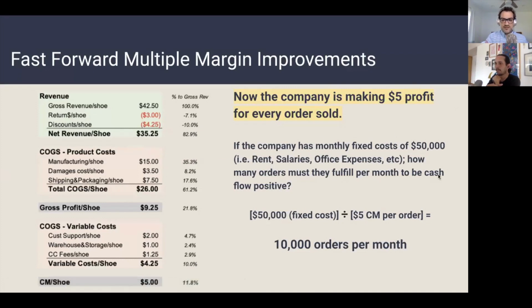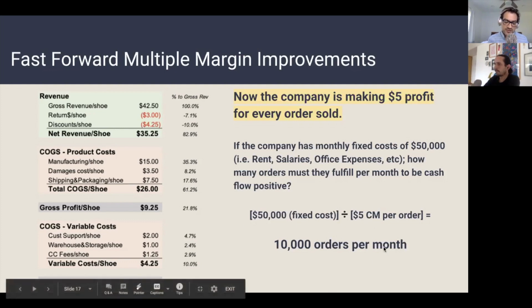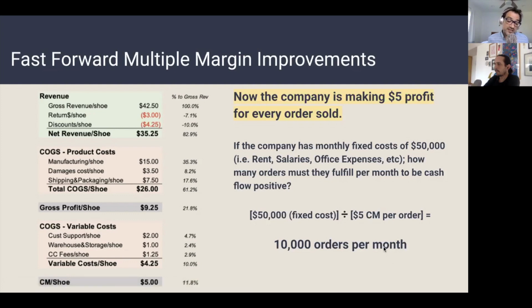If the company has a fixed cost of $50,000 a month, let's say, whether it's rent, salaries, office expenses, how many orders do they need to fulfill to be cash flow positive, right? It's easy math. $5 per shoe, $50,000 fixed cost. They only need to sell 10,000 orders to be profitable. I said only. Maybe 10,000 orders per month is a lot, right? So this company then has decisions to make. Super important for all founders and operators to understand: if they're negative and it matters right now, they need to create a path to profitability.